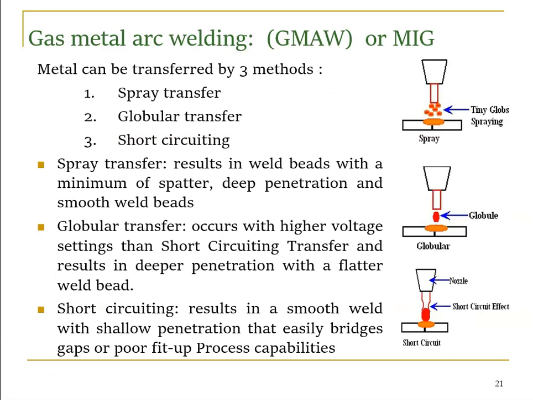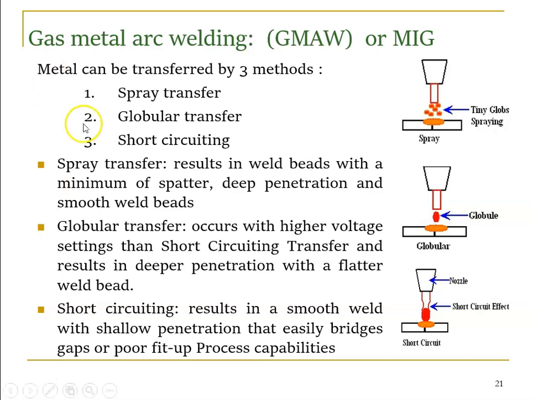Now, how do we transfer the metal? The consumable electrode metal can be transferred by three methods: spray, globular, and short circuiting. With spray, the metal is deposited as a spray. Sometimes the metal is transmitted as globular, long droplets or one big droplet. Short circuiting means small droplets, right?